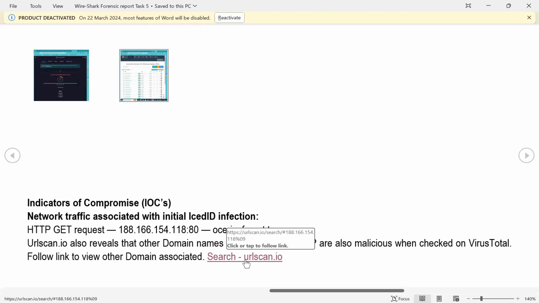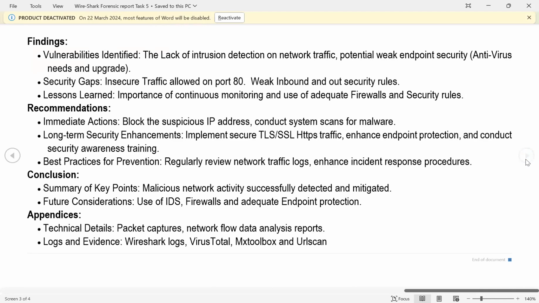And that is the link to it. We've seen the screenshot, so I'm not going to click on the link. Then he went on to include the findings. So vulnerabilities identified: there's a lack of intrusion detection on network traffic, potential weak endpoint security, and virus needs an upgrade. And he also said the security gaps, okay?